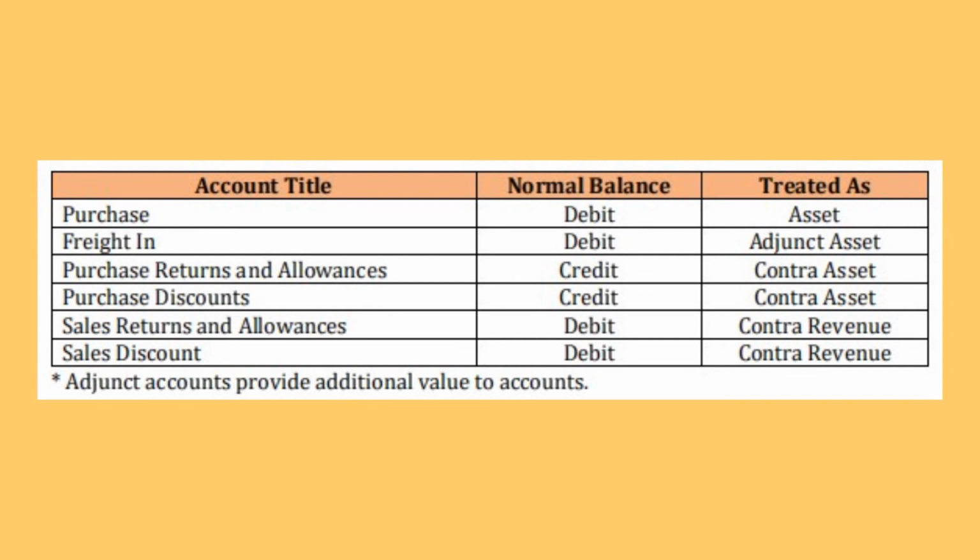Sales returns and allowances. Sales returns and allowances is a contra revenue account, which is a deduction to a revenue account, with a debit normal balance. Lastly, sales discounts. Sales discounts is also a contra revenue account with a normal balance of debit.